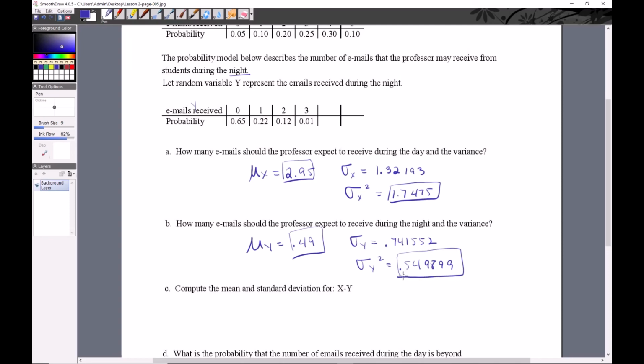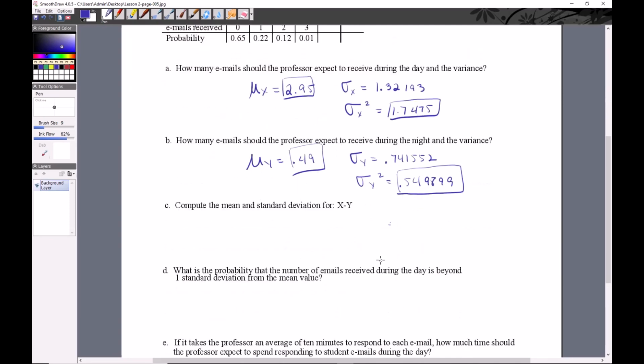So then they want the mean and standard deviation for x minus y. All right. So let's do mu of x minus y. That's really simple. That's just going to be 2.95 minus 0.49, and that'll give you 2.46. All right, so we have that.